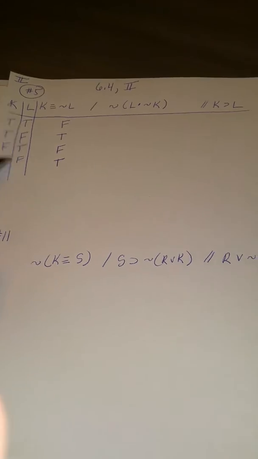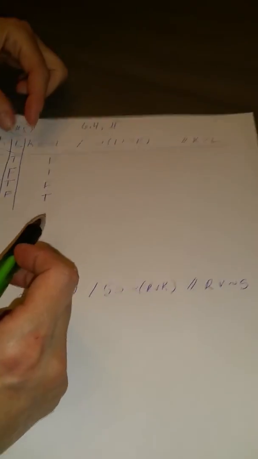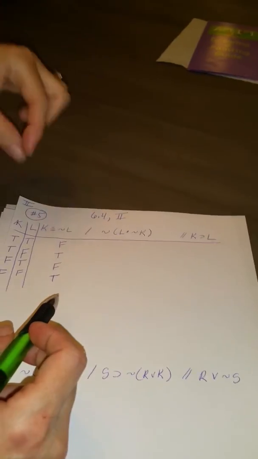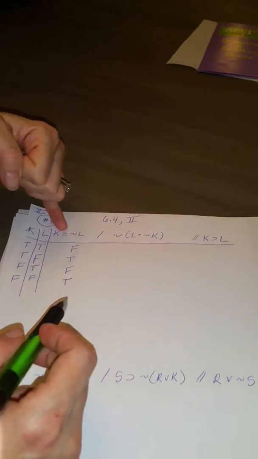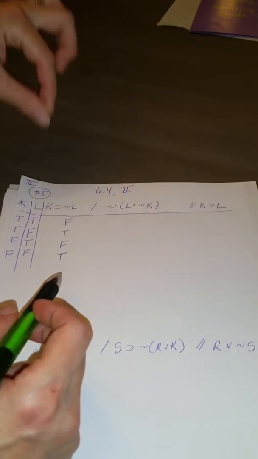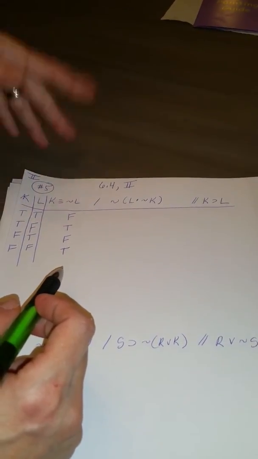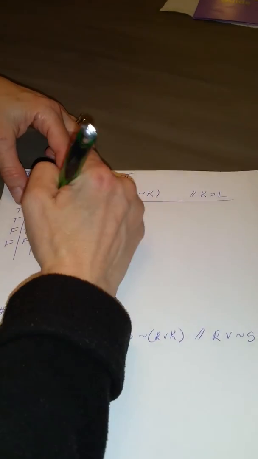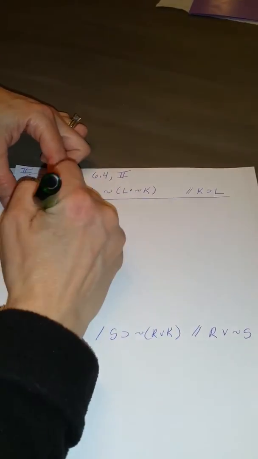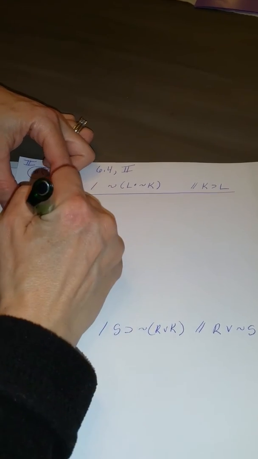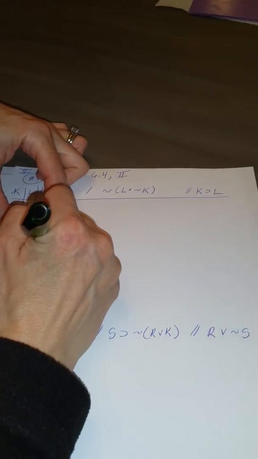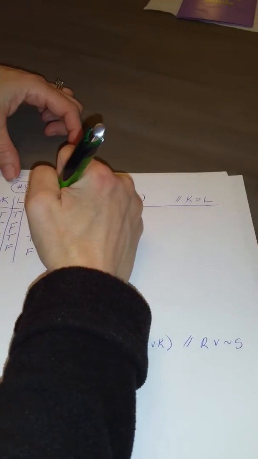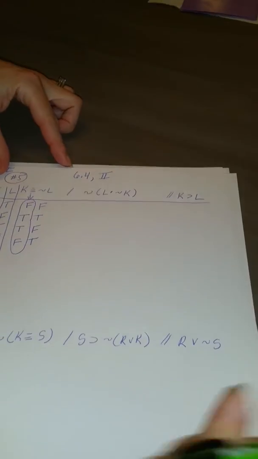I'm just negating these. And now, if you remember, or if you're looking, the biconditional is true when both sides have the same truth value. So essentially when both are true or both are false. So we have true, false is false. True, true is true. False, false is true. And false, true is false. So now what I'm going to do is circle this. This is the main operator column.